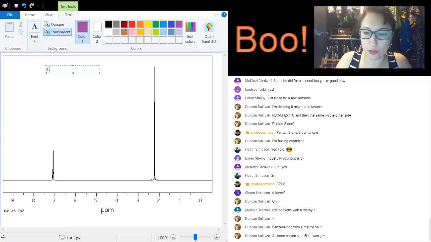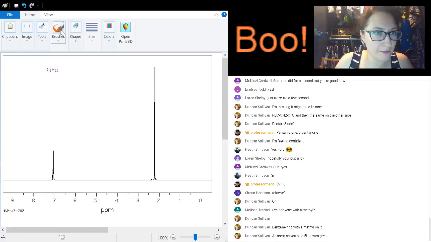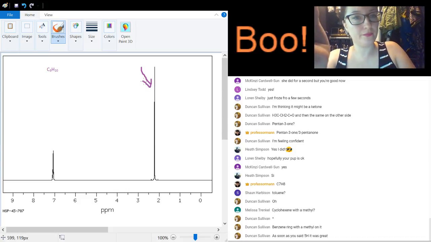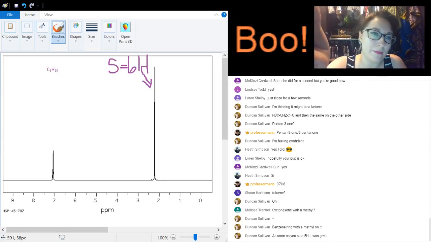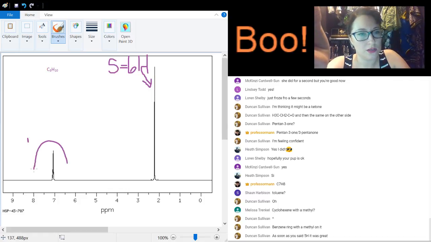So this would be, oh, I'm in purple mode, so C8H10. Okay. And so let's pick out what we've got here. This here is a singlet worth 6 hydrogens. This here is a multiplet worth 4 hydrogens. It's got complex splitting.